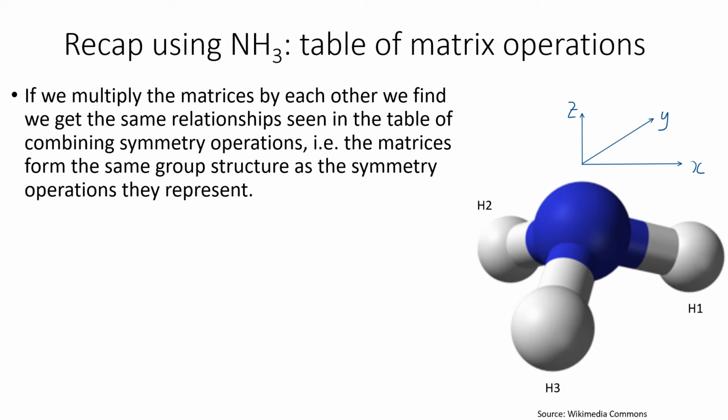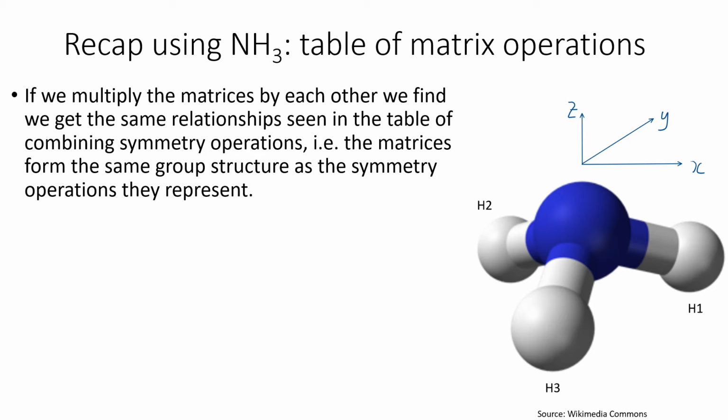And so now a bit of recap into these matrix operations. Why do we even bother with matrices? It turns out that if we multiply these matrices together that represent these symmetry operations, then the product matrix is the matrix for the symmetry operation product that we did in the original table that we were looking at before. So we find that these symmetry elements multiply together in the same way that the matrices that represent them multiply together.